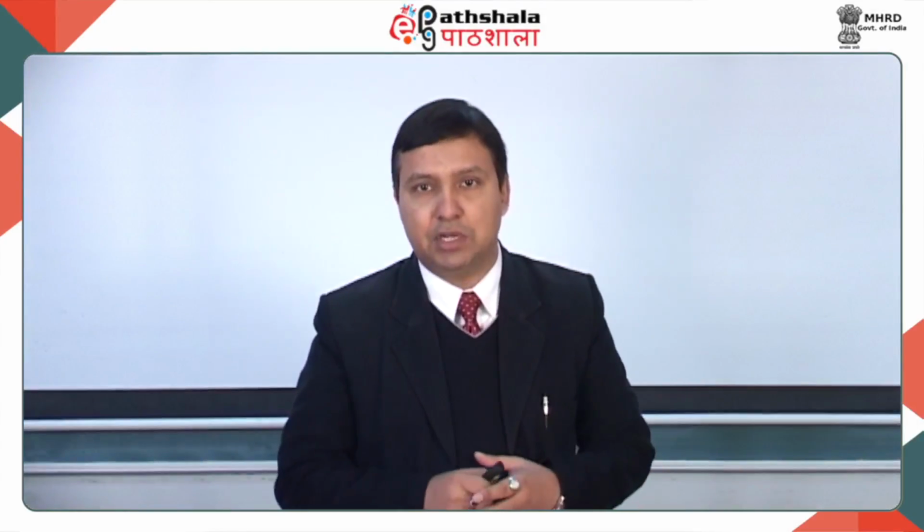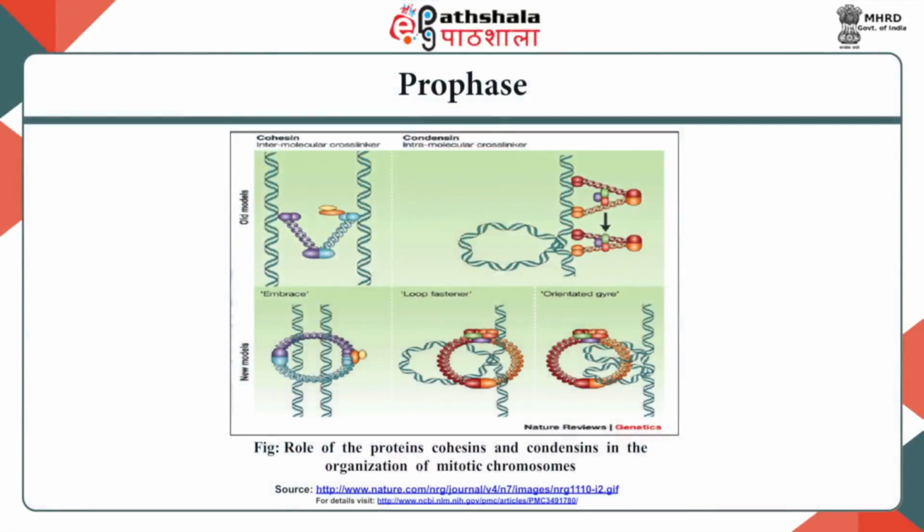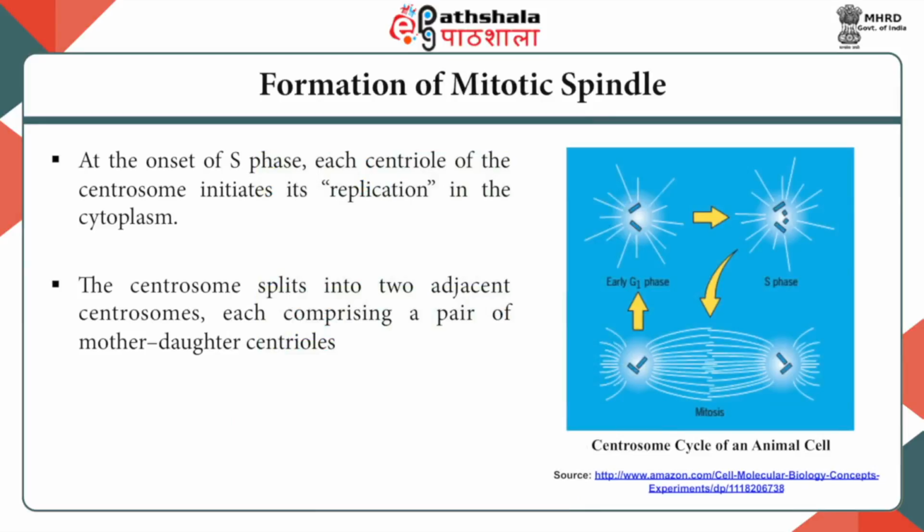Whatever I have told you, you can directly correlate with the diagrams available in front of you, on how the mitotic spindle forms. So during G1, the centrosome contains a single pair of centrioles. During S phase, daughter procentrioles form adjacent to maternal centrioles so that two pairs of centrioles become visible within the centrosome. You can see in the diagram. At the beginning of mitosis, the centrosomes split. As they separate, they organize the microtubule fibers that make the mitotic spindle.